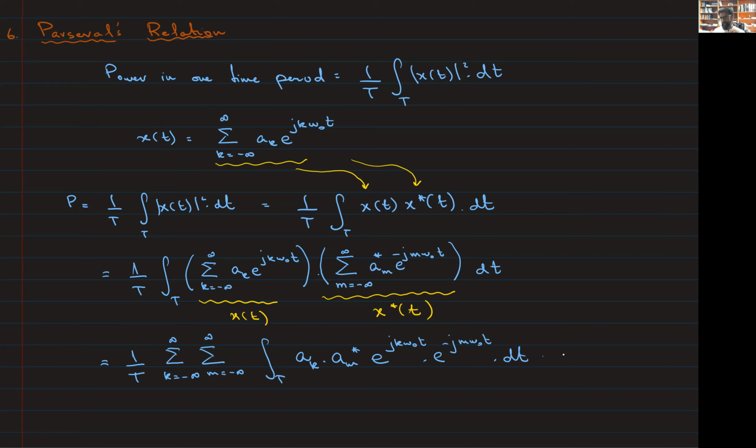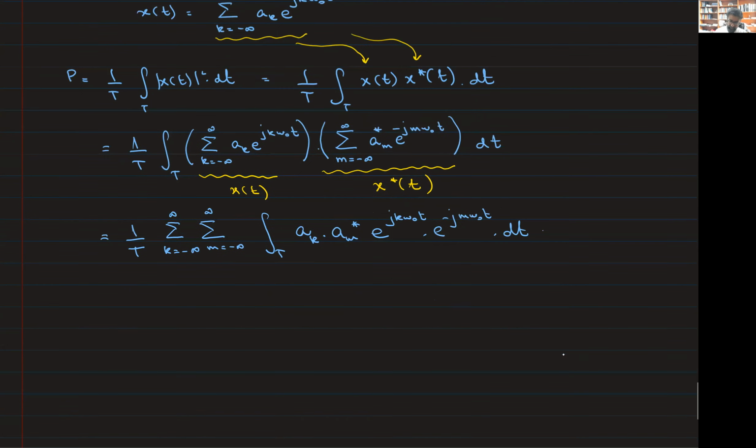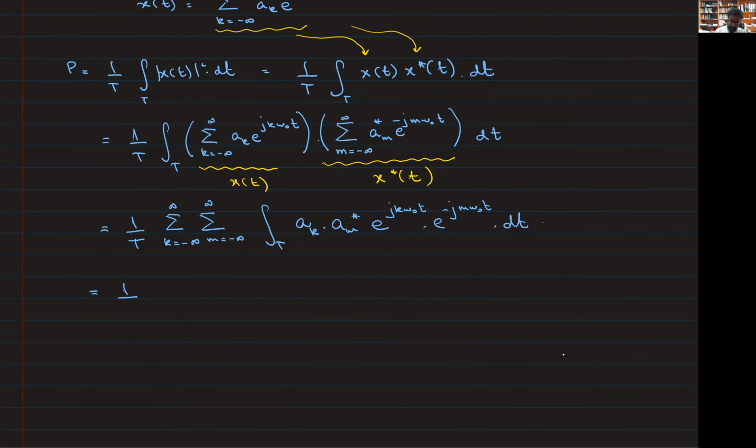Okay. So actually what I'm doing for you is one of the end of chapter problems in your textbook, so we're just doing this in class. So this is 1 upon T, the summation from k equals minus infinity to plus infinity, and m going from minus infinity to plus infinity. I can take out a_k and a_m' outside of the integral as well, because they are not a function of time, right? So this is the integral over T of e raised to power j (k minus m) omega naught t.